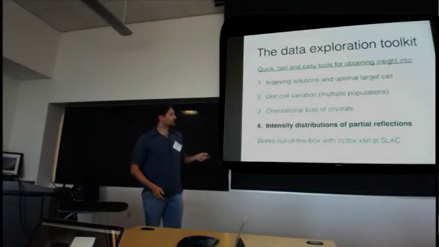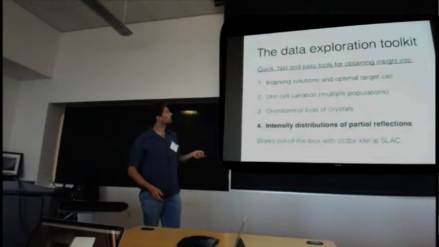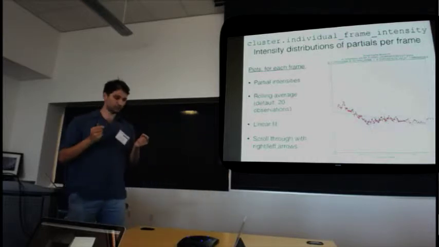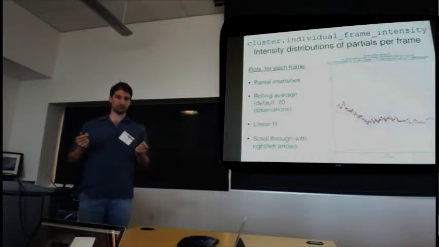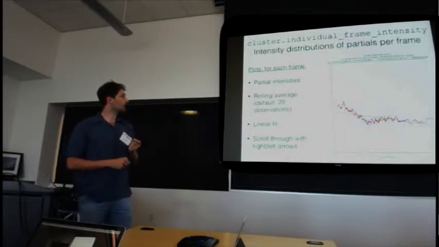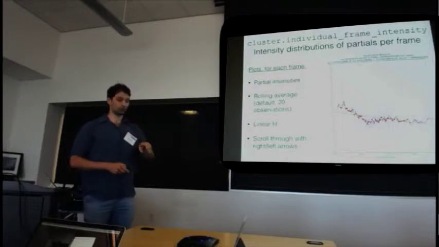And now we're going on to the intensity distributions of partial reflections. Right. So here what we want to look at is, for a single frame, what is the pseudo-Wilson plot? So you're looking at sine theta over lambda squared against log I. And you're plotting all the partial intensities, and then a rolling average, and then a linear fit going through these. And you can just scroll through. So what does this actually tell us?